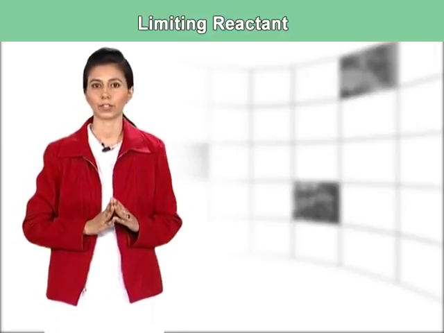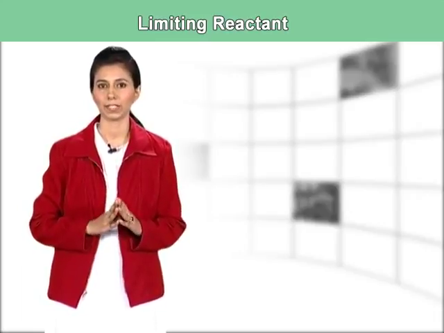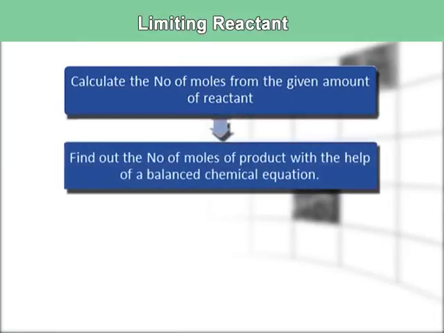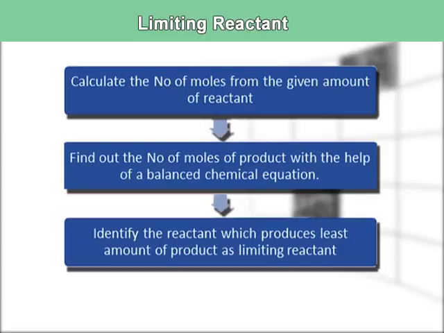In a chemical reaction, to identify the limiting reactant, follow 3 steps. First, calculate the moles of the reactants. Number 2, calculate the moles of the product with the help of a balanced chemical equation. Number 3, determine the reactant which produces the lesser number of moles of product.